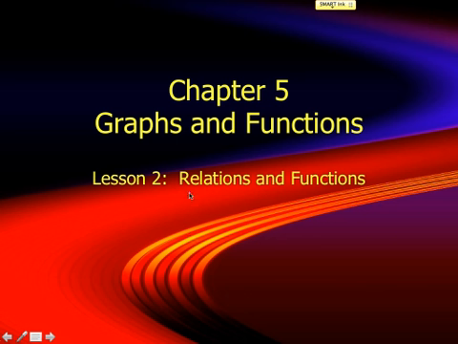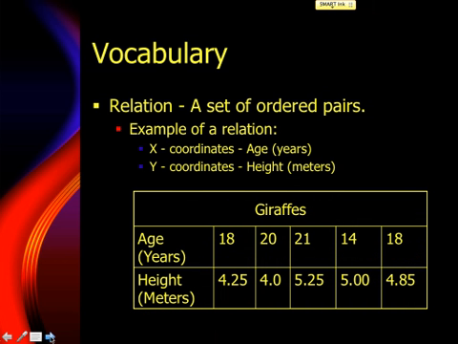Okay, class, we're going to look at graphs and functions. This is the second lesson in Chapter 5. Okay, we need to take care of some vocabulary first.